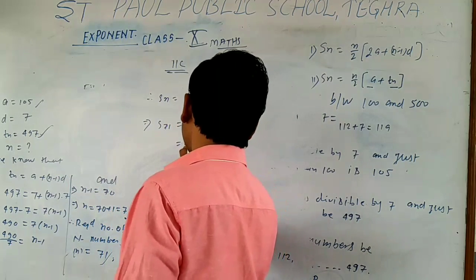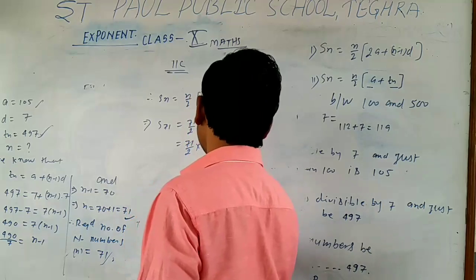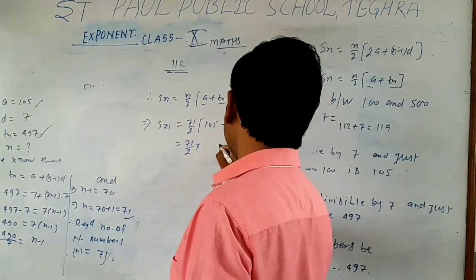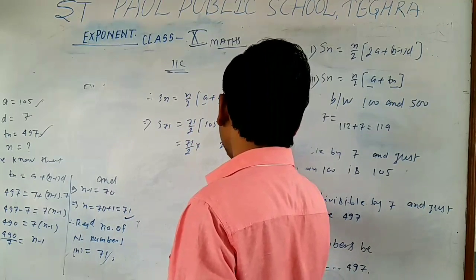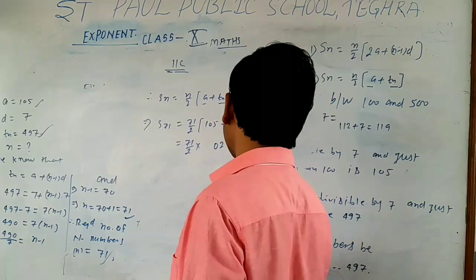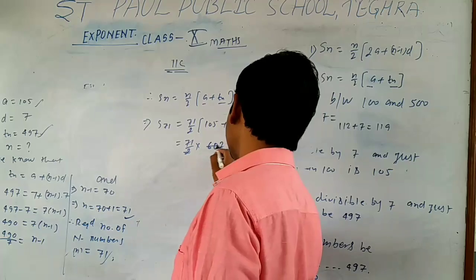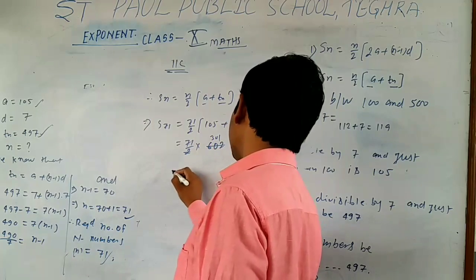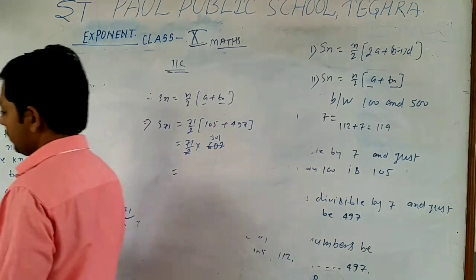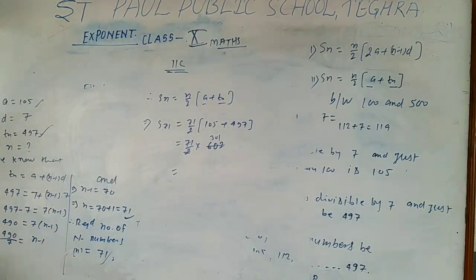This becomes 71 divided by 2 into 602, which becomes 71 into 301. By actual multiplication, 71 multiplied by 301 gives us the sum.